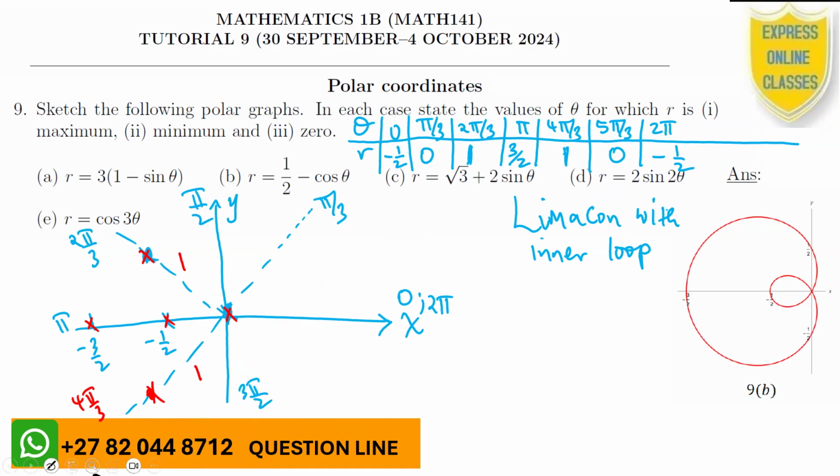Okay. So let us continue. Okay, we did 4 pi over 3, and then there's 5 pi over 3, which is this one. 5 pi over 3, it's going to be 0. We have 0 here, we have 0 there. Okay, so they're just at the origin. And then at 2 pi is this one. You have also negative 1/2, which is back to this here.